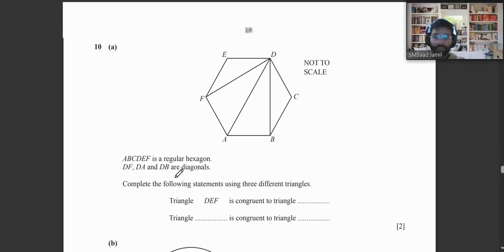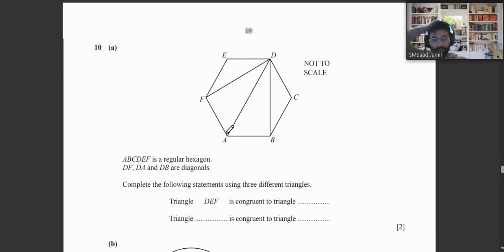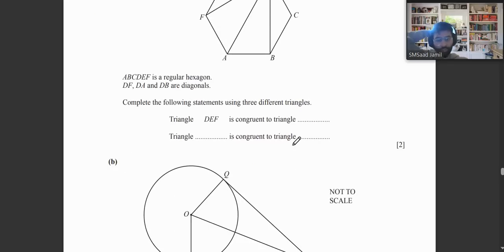Bismillah. So question 10 now. Question 10 says ABCDEF is a regular hexagon. DF, DA, DB are diagonals. Complete the following statement using 3 different triangles. It's like as if they're giving me a poetry or a rhyme.